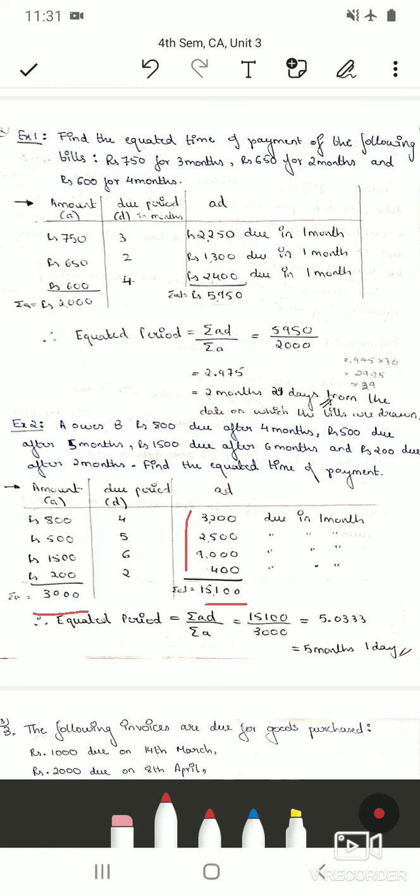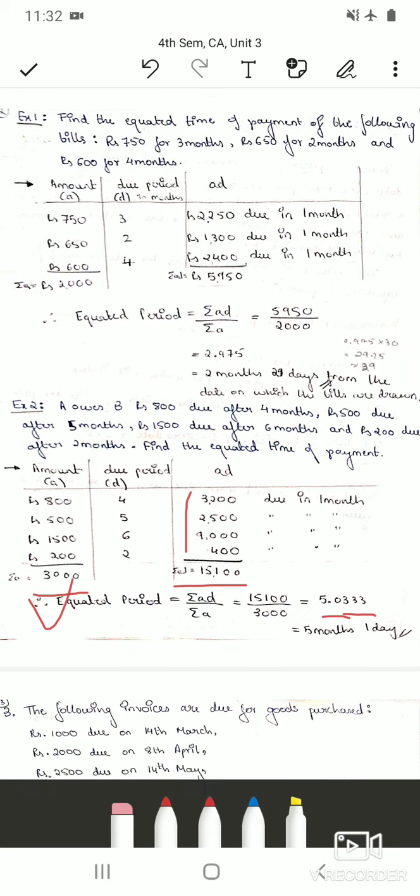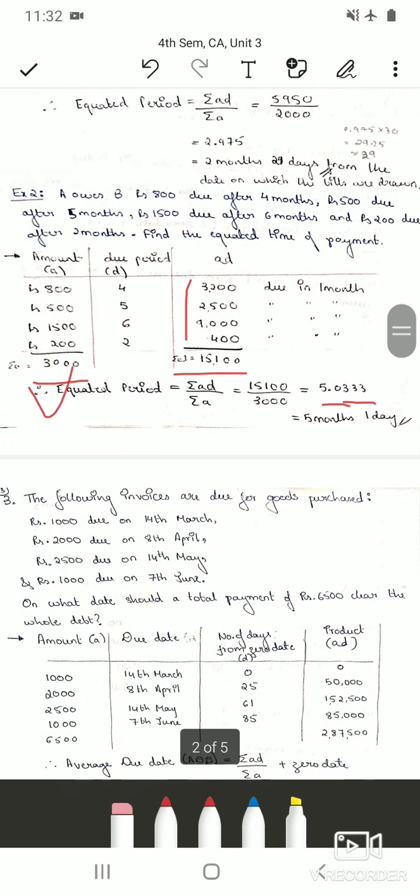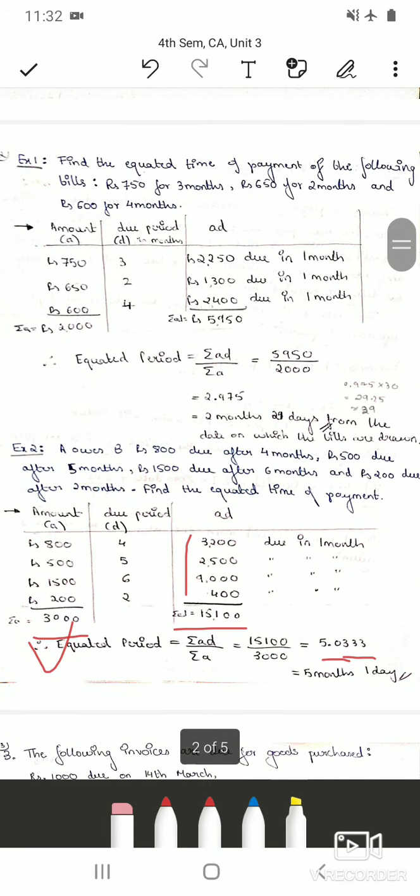Take summation A and summation AD and substitute in the formula. You will get 5.0333, which is 5 months. If you multiply 0.0333 into 30, you will get approximately 1. Therefore it is 5 months and 1 day from the date on which the bills were drawn. So this is one set of problems where the amount is given and the due period is given.